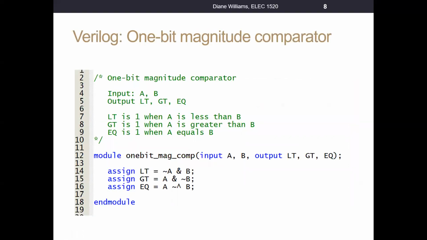We can write this in Verilog as well. I called this module 1-bit mag comp. Here are our inputs, A and B. Actually, the keyword wire should go in there. If you don't use the keyword wire, it assumes it's a wire. So input A and B, output less than, greater than, equal to. We just write our three expressions using a continuous assignment statement. We assign LT, not A, and it with B. GT, A and it with not B. EQ, A XNOR B. And so there's your Verilog implementation of that.